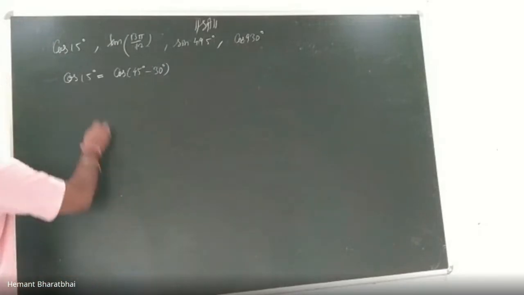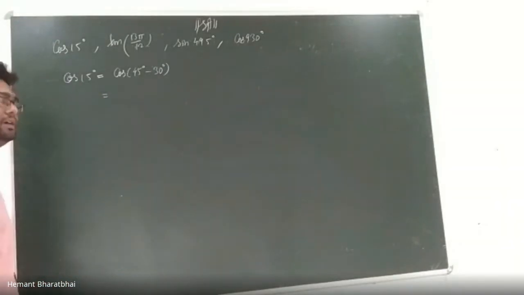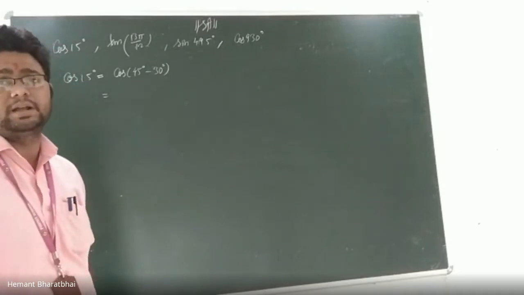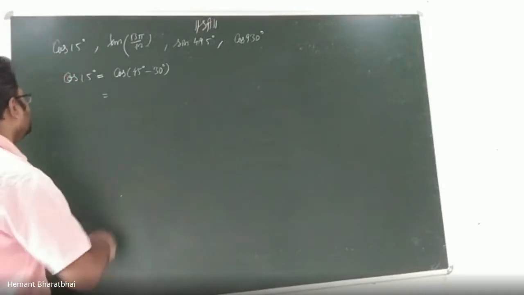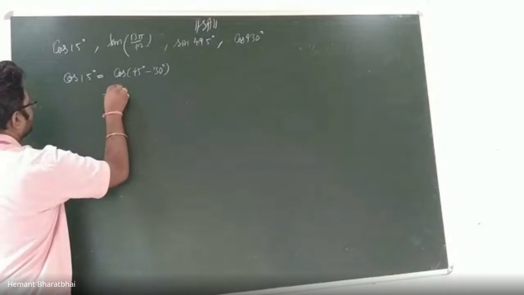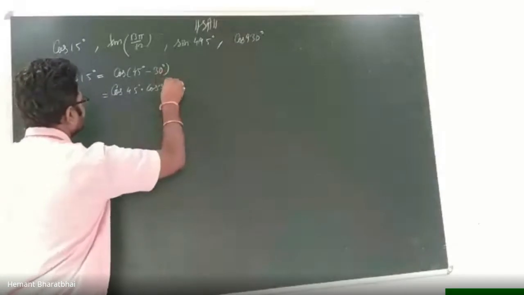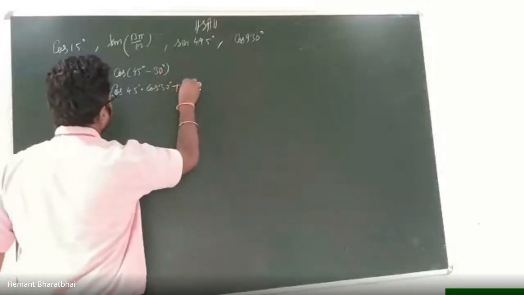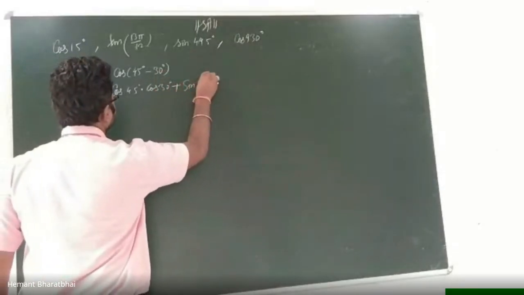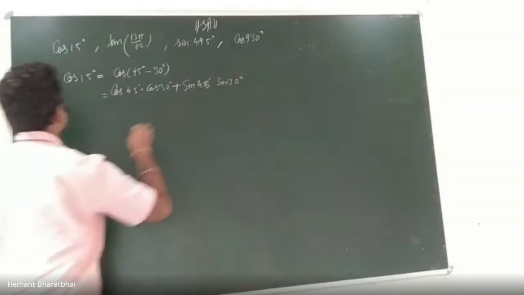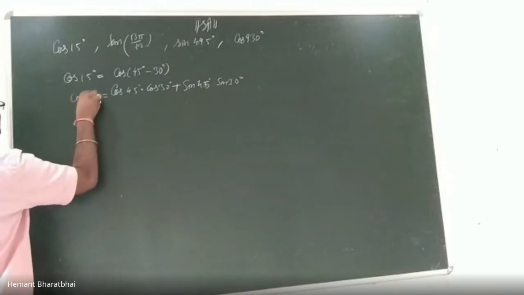Now in the last class we have already seen the formula. The formula of cos(x minus y) can be written as cos x into cos y plus sin x into sin y. If it is minus then it will come plus: cos x into cos y plus sin x into sin y.